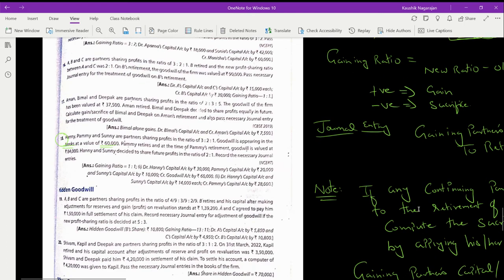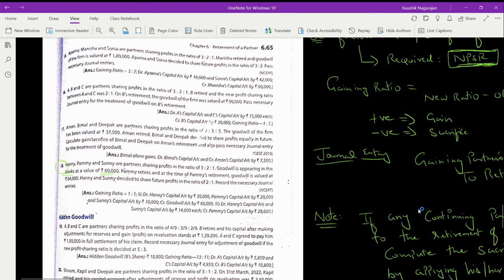Now let's move on to the remaining part of the question. Pammy retires, and at the time of Pammy's retirement, goodwill is valued at 84,000. So now there is one more goodwill. Then Hammy and Sunny decided to share the future profits and losses in the ratio 2 is to 1. So as I said, NPSR is definitely given in the question. So 2 is to 1 is the NPSR.